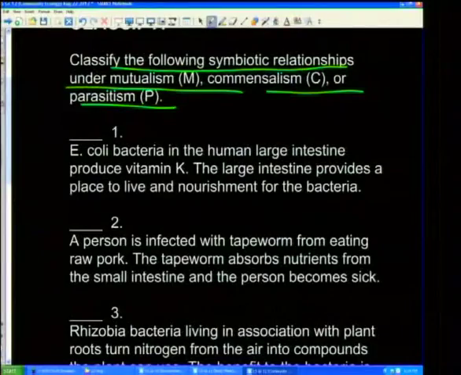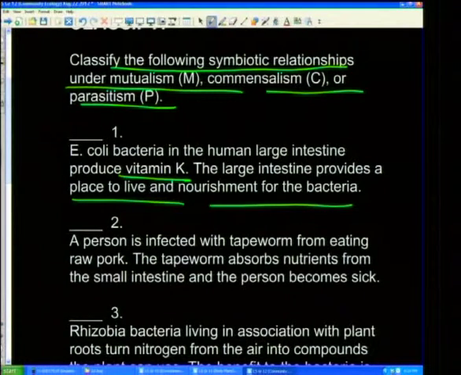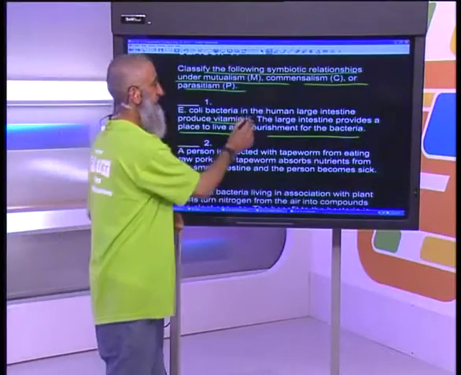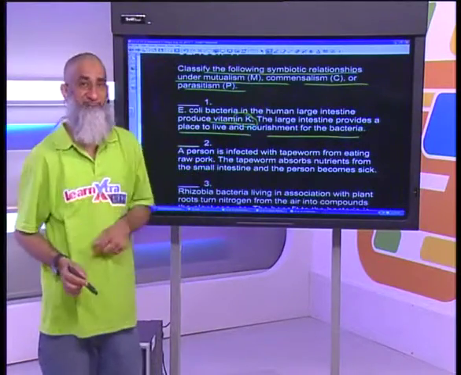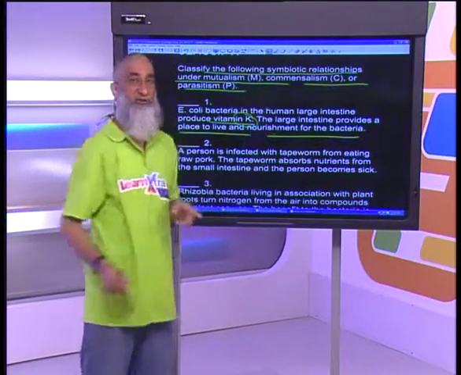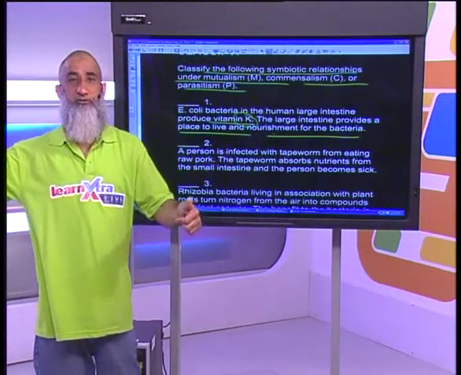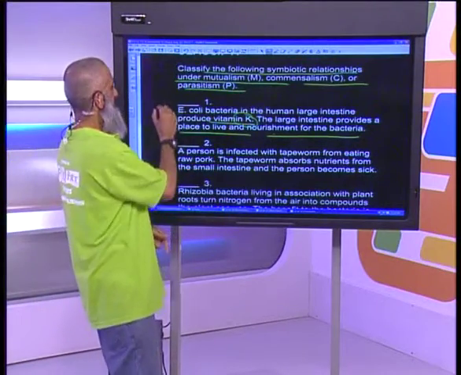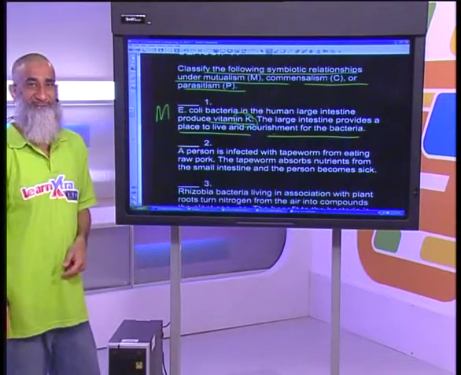They say E. coli bacteria in the human large intestine produce vitamin K. The large intestine provides a place to live and nourishment for the bacteria. What do the E. coli do? They produce vitamin K for the human. What does the human do? It provides shelter and nourishment for the bacteria. Win, win. Both benefit, so mutualism. Simple.